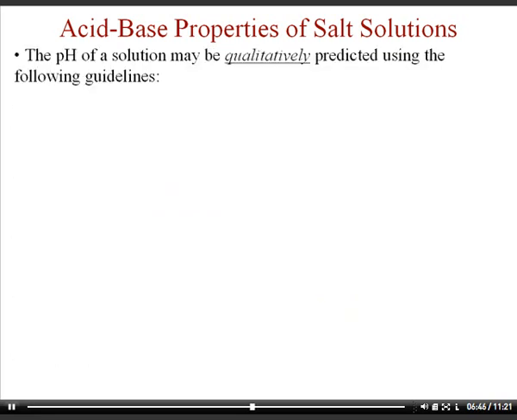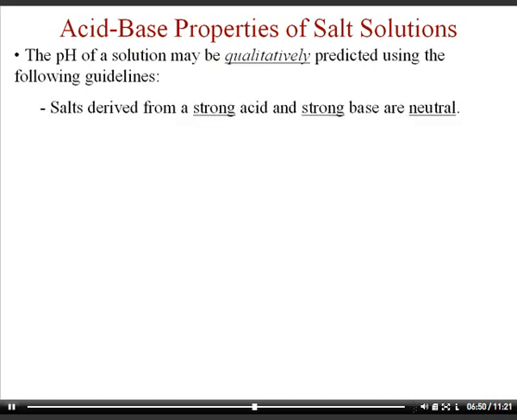Now, the pH of a solution can be qualitatively predicted using the following guidelines. What I mean by qualitatively predicted is that you can just determine if the pH is going to be higher or lower than 7, if it's going to be slightly acidic or slightly basic. If you have a salt that can be made from a strong acid reacting with a strong base, then that salt is classified as neutral.